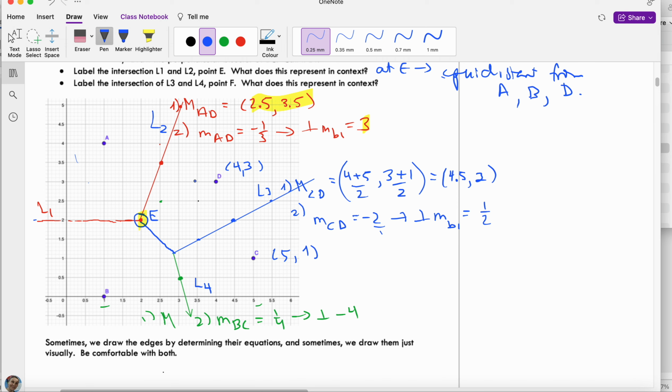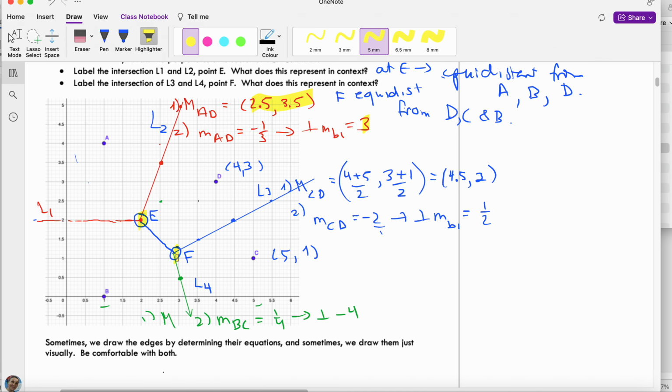And then similar to this one, we're going to label this F, okay? And so then F is equidistant from, so which ones are relevant? D and C, C and B, and then this, of course, is the split between B and D. So this is equidistant from D, C, and B, okay?